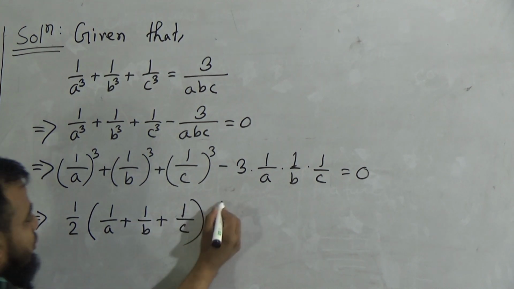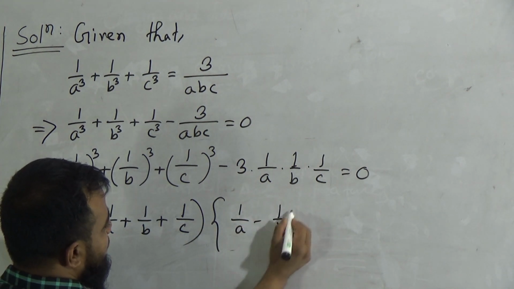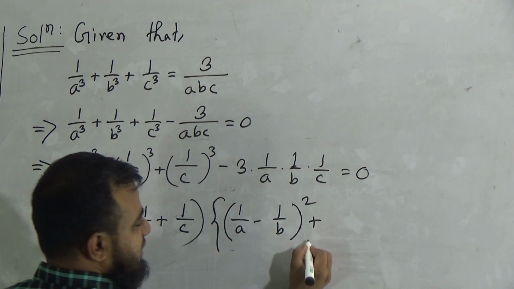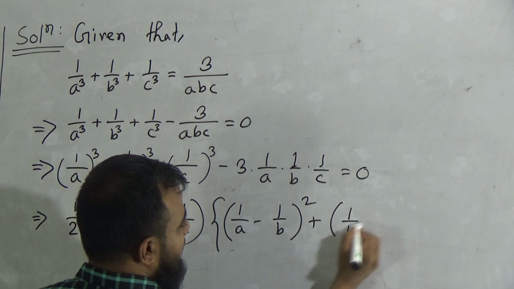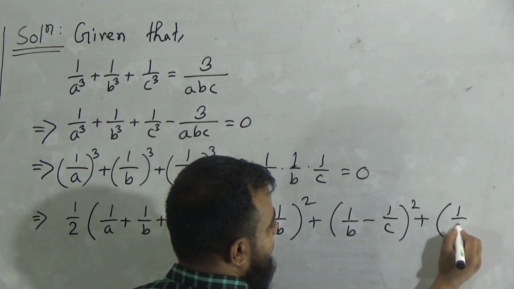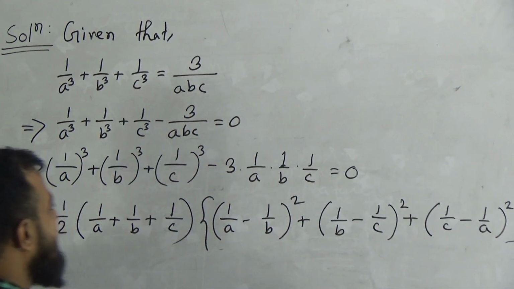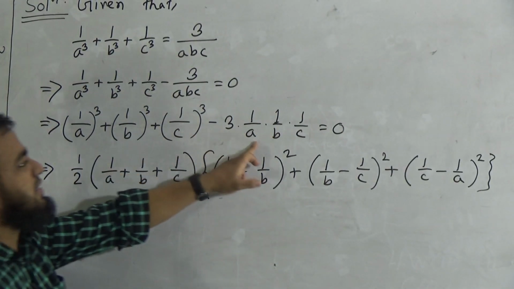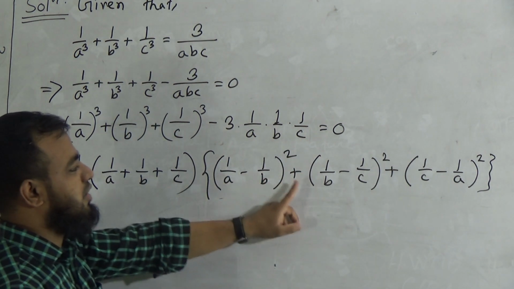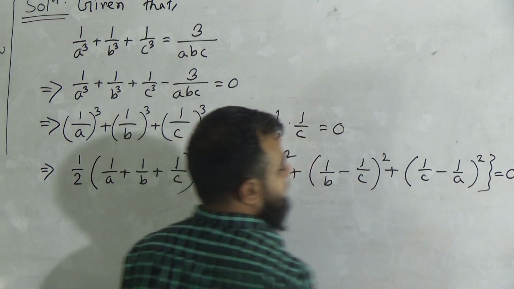Okay, into a minus b whole square: a minus b, a means 1 by a, b means 1 by b, a minus b whole square like this, plus b minus c whole square, plus c minus a whole square, c means 1 by c, minus a means 1 by a, whole square. Okay, this is our formula. A cube plus b cube plus c cube minus thrice abc is equal to half of a plus b plus c into a minus b whole square plus b minus c whole square plus c minus a whole square. In the right side we have 0, that's equal to 0.